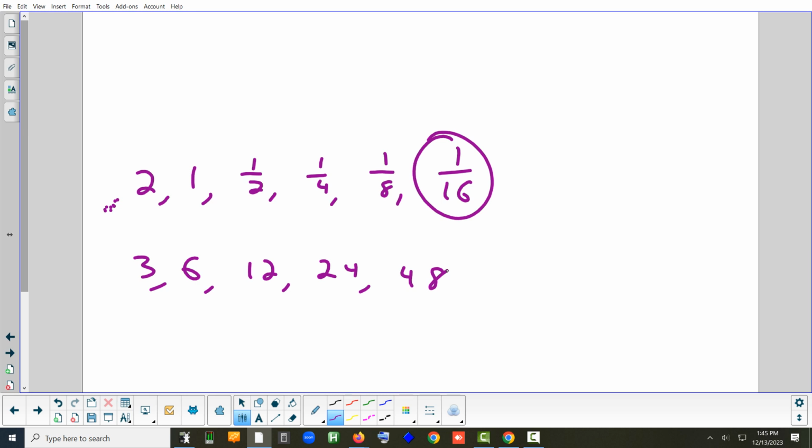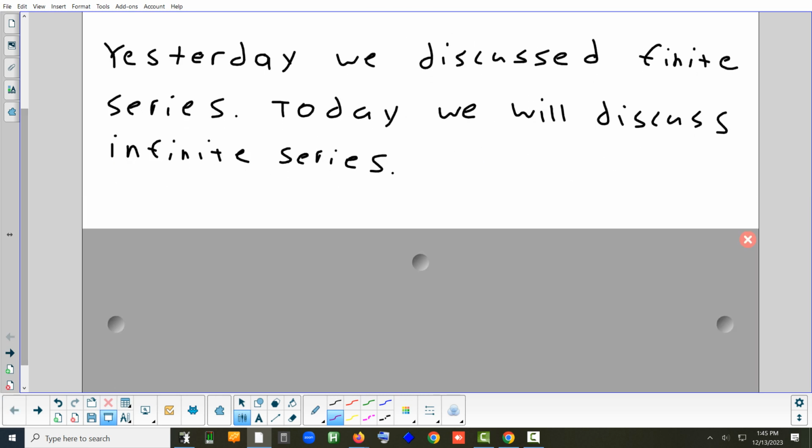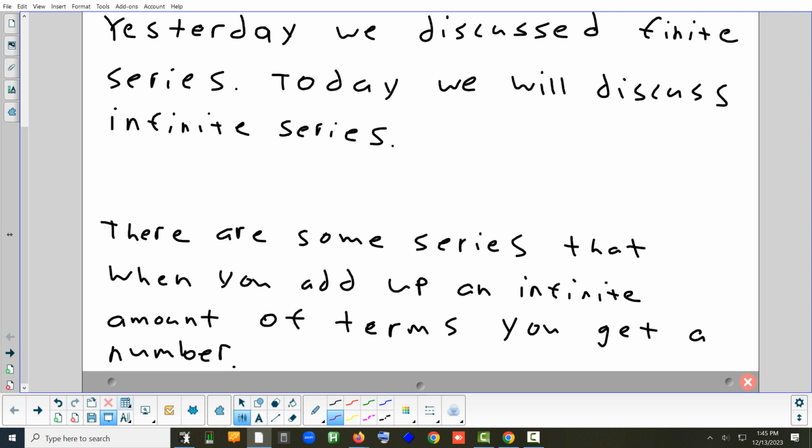So the only way you can add an infinite amount of numbers and have it add up to something is if what you're adding gets smaller and smaller at each step. And eventually it's so small, it just doesn't make a difference. Okay, that's the main idea. Any question on that? Okay. So let's take a look. This is what I just explained to you. There are some series that if you add up an infinite amount of terms, you actually get an answer.